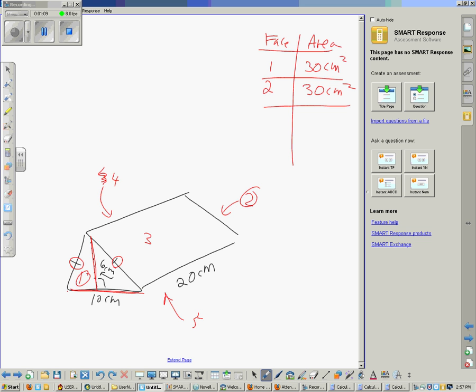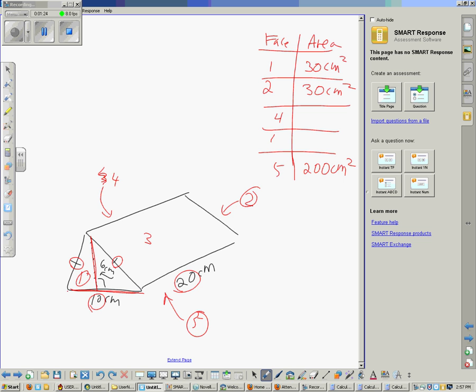square centimeters. Now, if we're going to go to the bottom, I'm going to put 5 up right now because it's pretty easy. 5 is the bottom of the rectangular prism. It has dimensions of 10 by 20, so its area is 200 square centimeters.